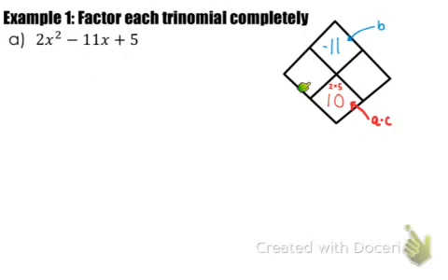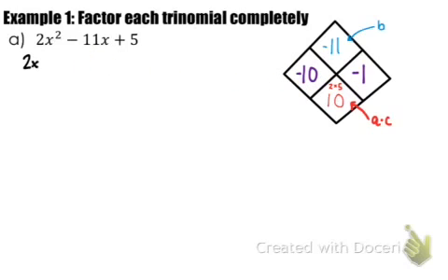Then we have to think of two numbers that go into these two blank diamonds that multiply together to get 10 and add together to get negative 11. So we have negative 10 and negative 1, because negative 10 times negative 1 is positive 10, and if you add negative 10 and negative 1, you get negative 11. Now we're going to use the negative 10 and negative 1 to replace the negative 11x in our original expression.